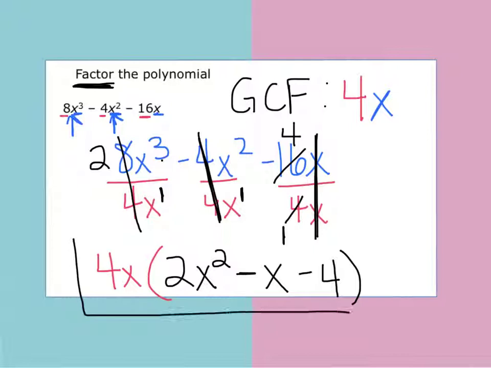And here's my final answer. Notice that nothing inside the parentheses has common terms, right? The 2x squared has nothing in common with the x, has nothing in common with the 4. So we can't factor out anymore. And this is our factored form.